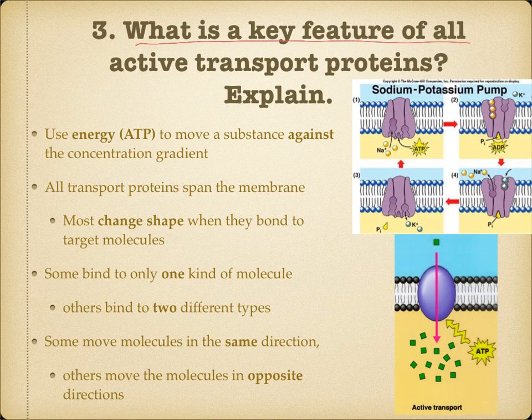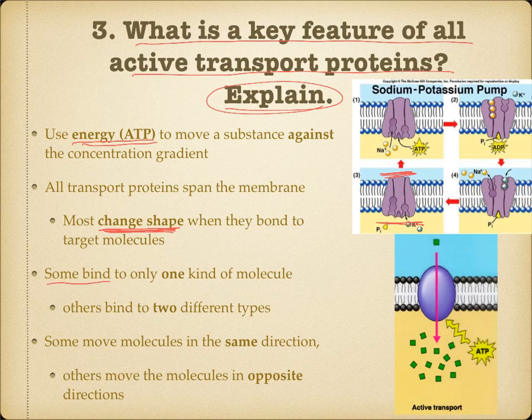So what is a key feature of active transport proteins? All of them use energy in the form of ATP to move a substance against the concentration gradient. Transport proteins span the membrane, meaning they go from outside the cell to inside the cell through the cell membrane. Most of these are going to change shape when they bond to target molecules, the specific molecules that they're going to be transporting in or out of the cell.